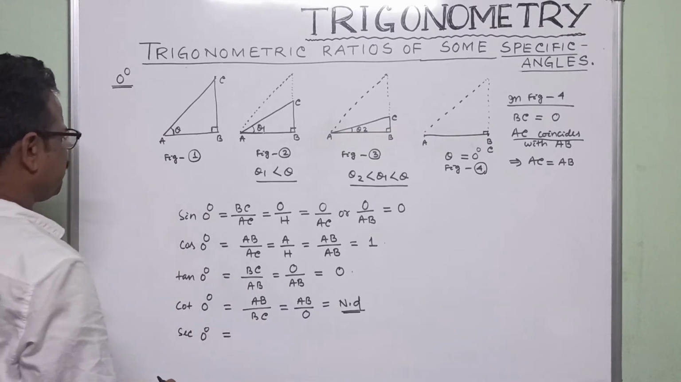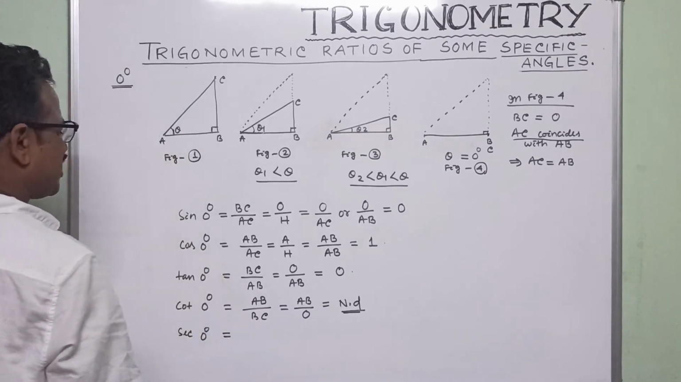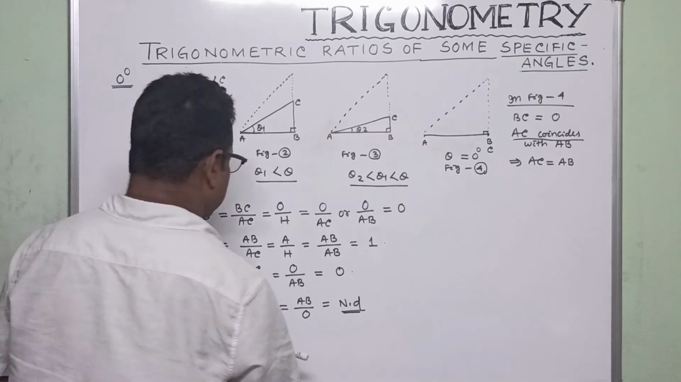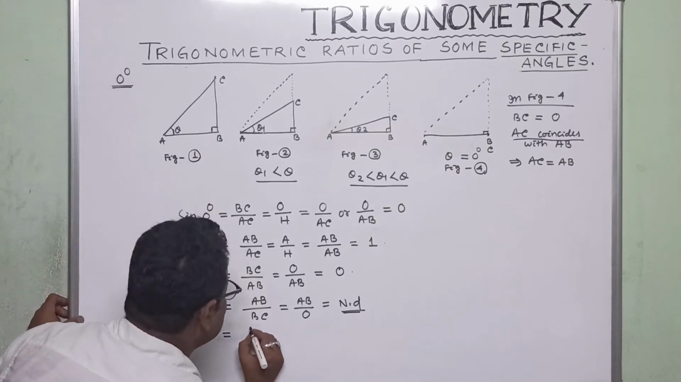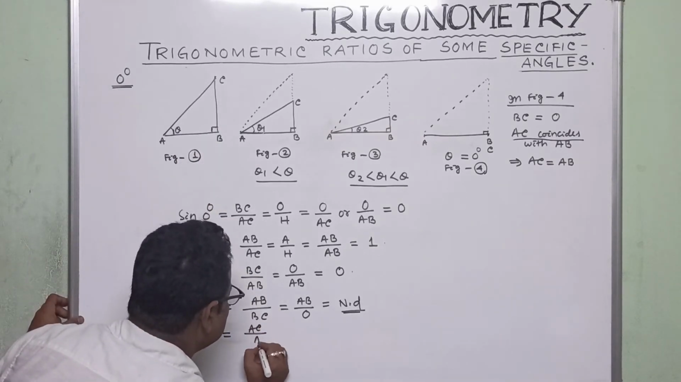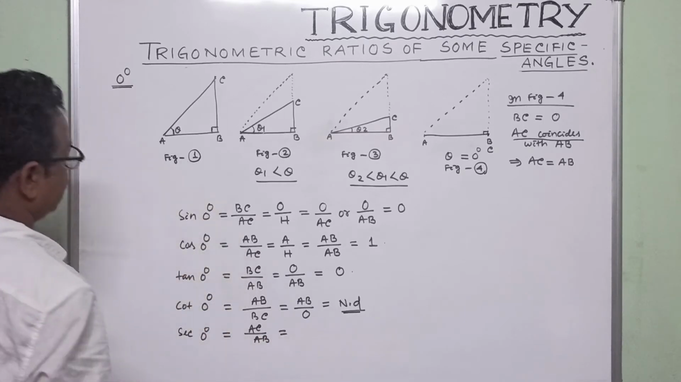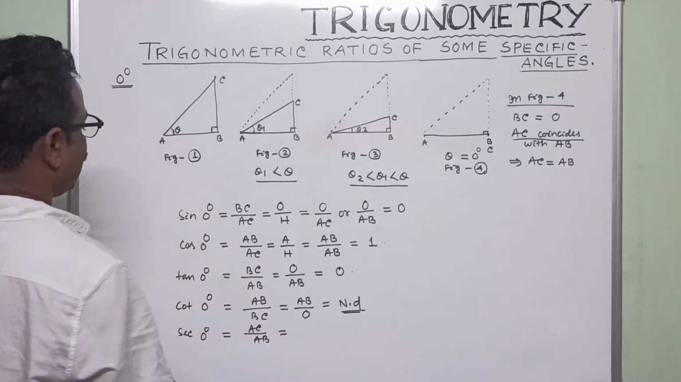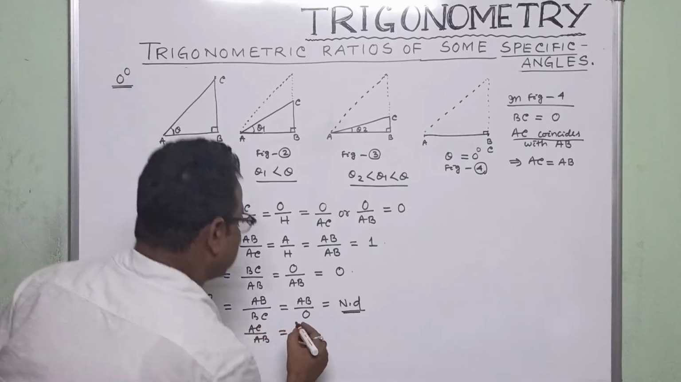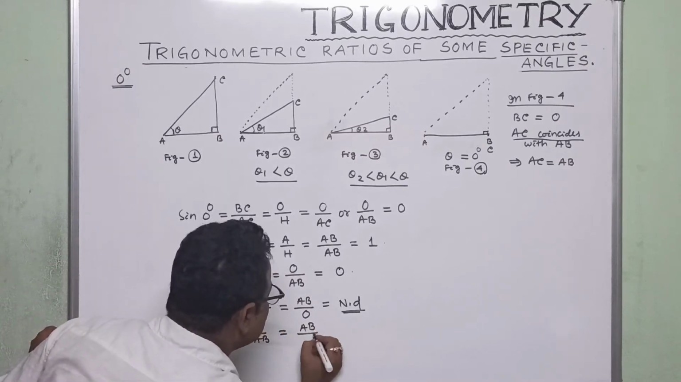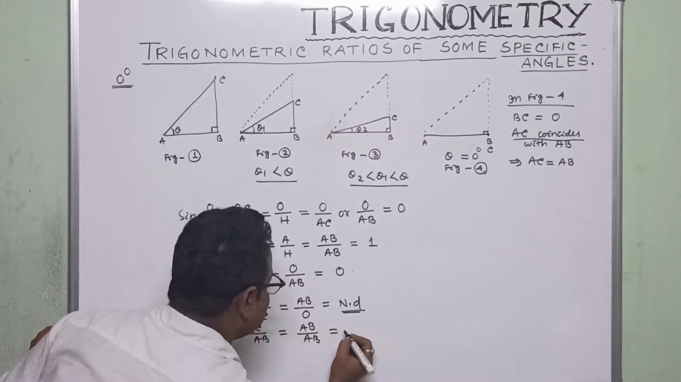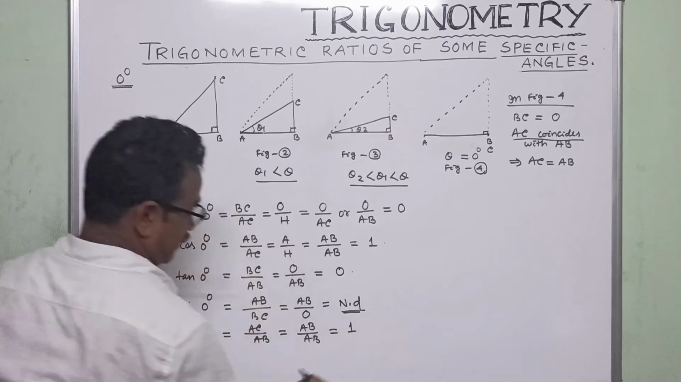Now sec 0 degree. How are we finding sec 0 degree? That is equal to AC by AB. AC is equal to AB. So AB by AB is equal to 1.